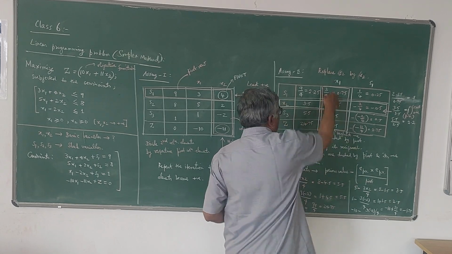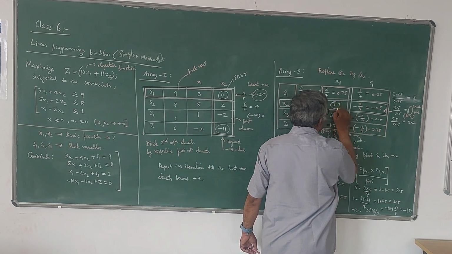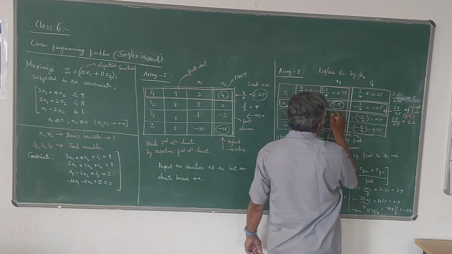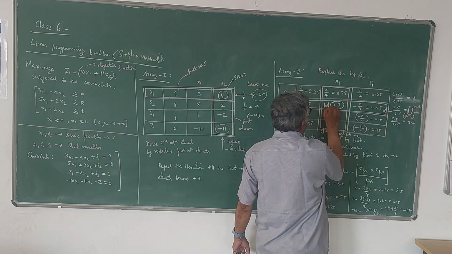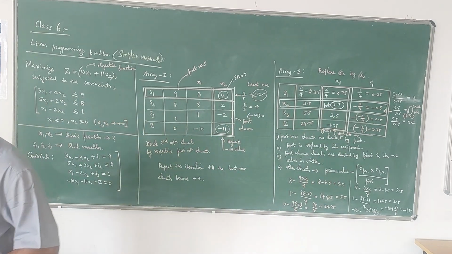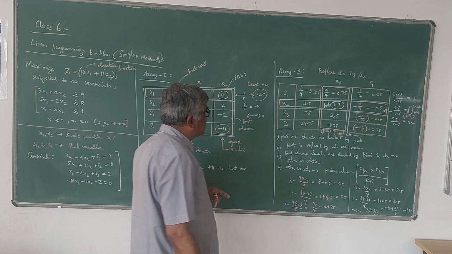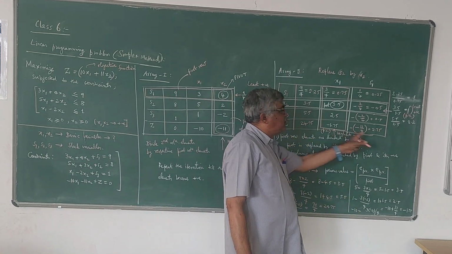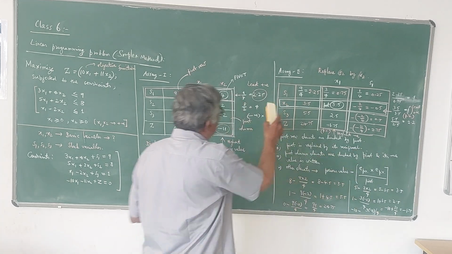So this is the pivot column. This is the pivot row. Therefore, what is the pivot? 3.5. So the next pivot is 3.5. That becomes the pivot. So this is how you have to take the second table. Now, what I told, we have to repeat this till you get all positive in the last row. So next one more array you will do.